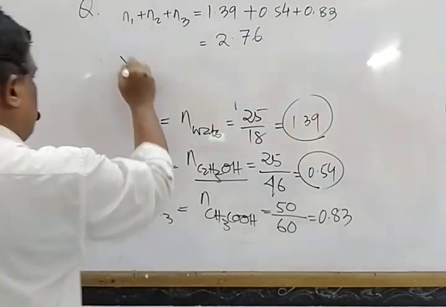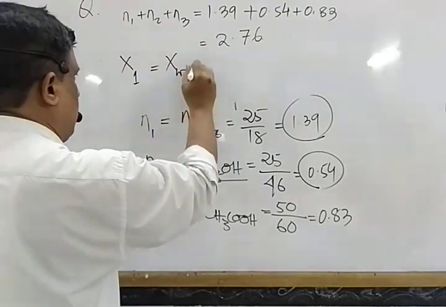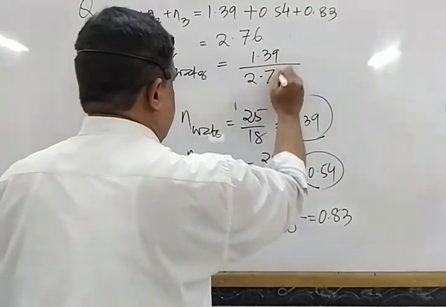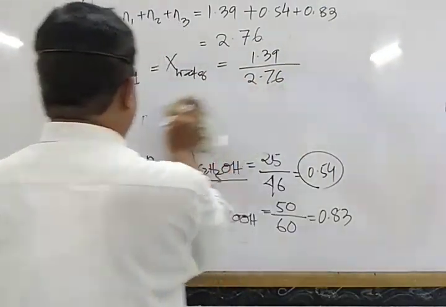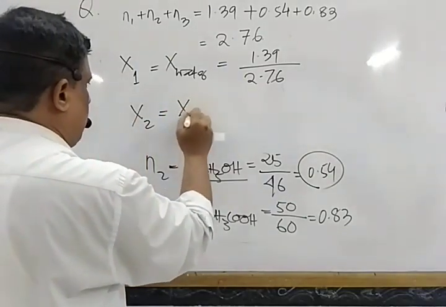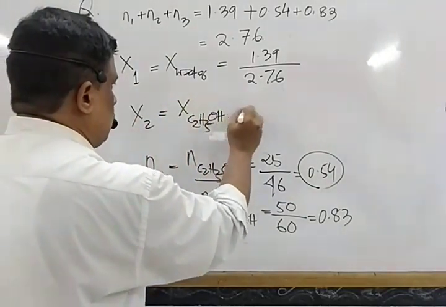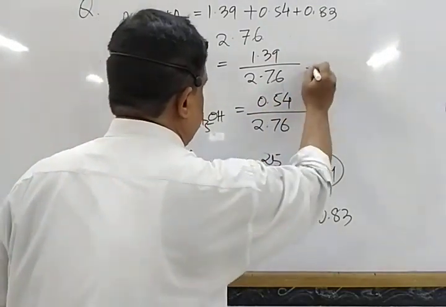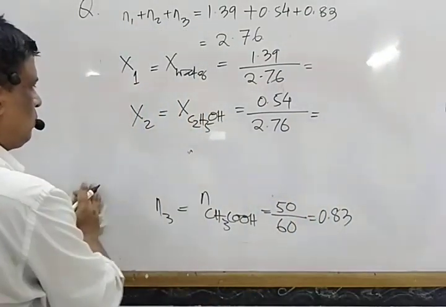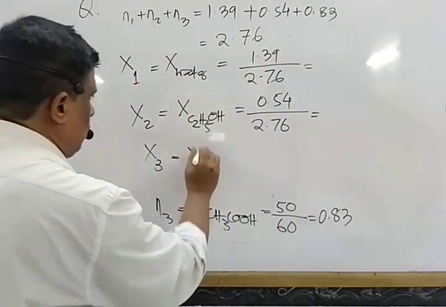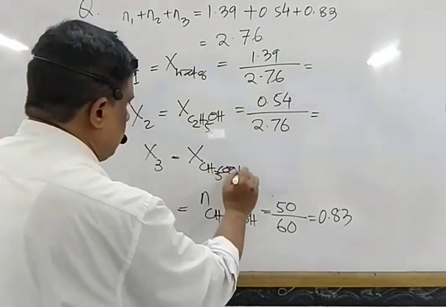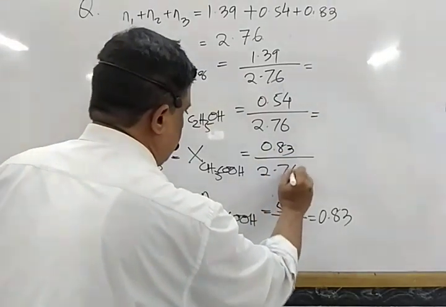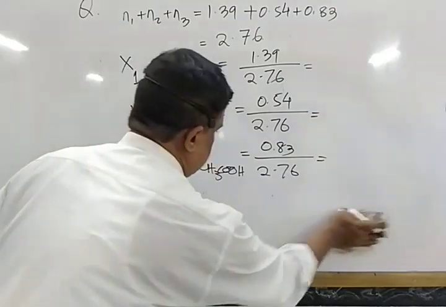Now we calculate the mole fraction. Mole fraction of water is equal to number of moles 1.39 by 2.76. Similarly, X2, that is mole fraction of ethyl alcohol, is equivalent to 0.54 divided by 2.76. Similarly, X3, the mole fraction of acetic acid, is equal to N3, 0.83, divided by 2.76. Solve this and it gives the result.